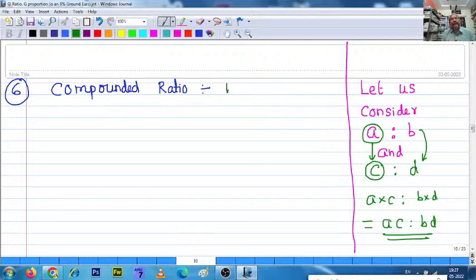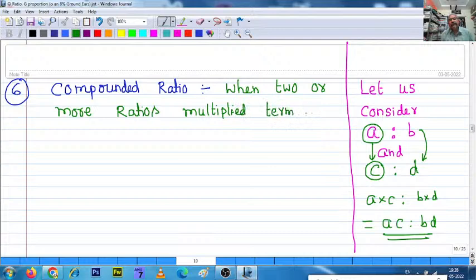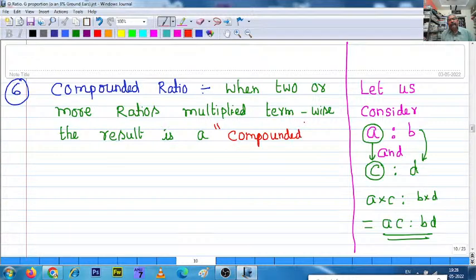So we can write like this: when two or more ratios are multiplied term wise, the result is a compounded ratio. Right? Is it clear to you?